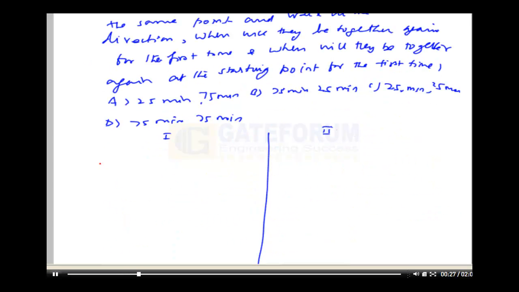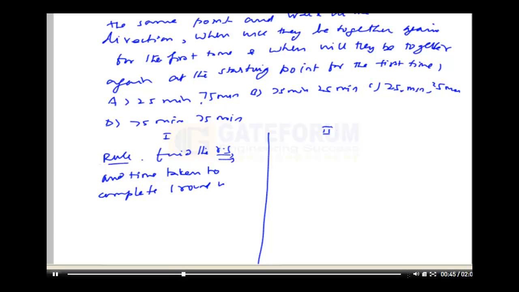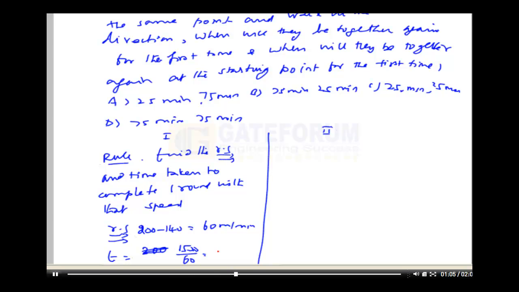Let's take it as 1 and 2. Rule: find the relative speed in the same direction and time taken to complete one round with that speed. In the same direction, relative speed is the difference of speeds. So time taken is 1500 at 60, which will give you 25 minutes.